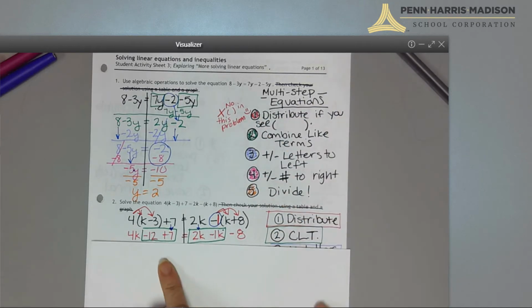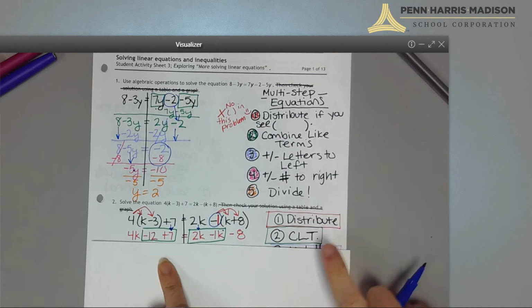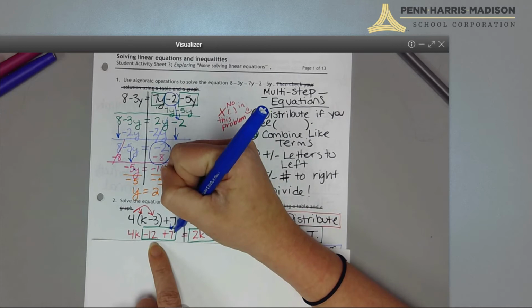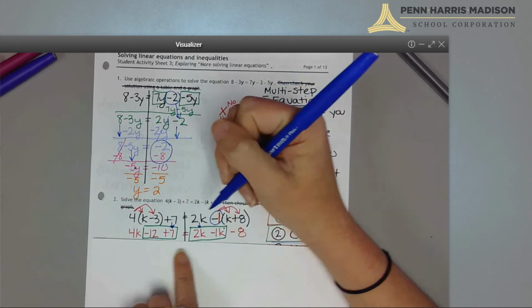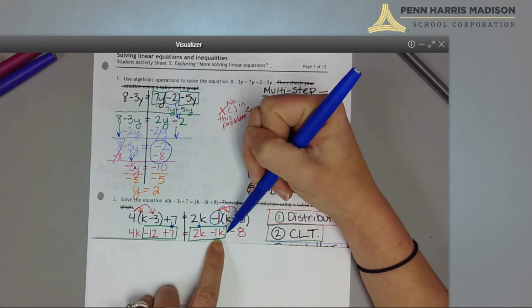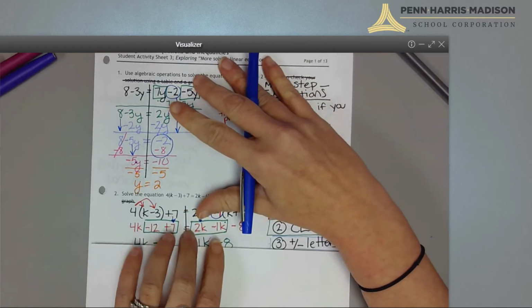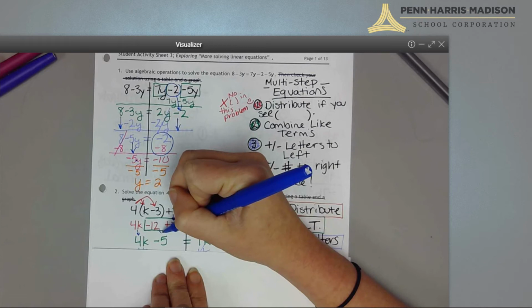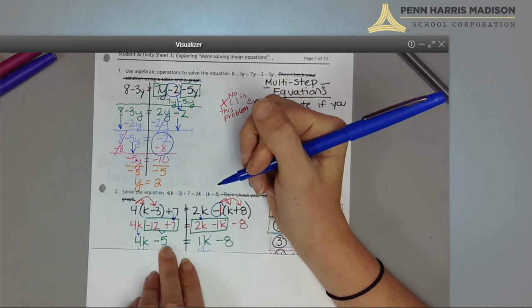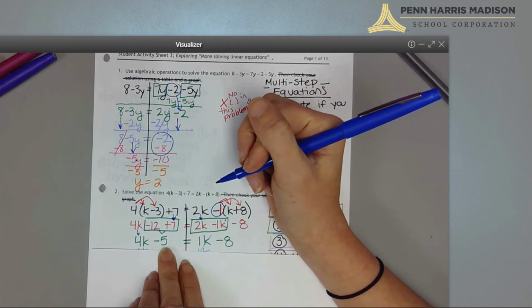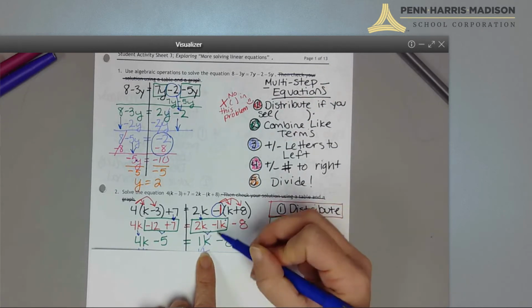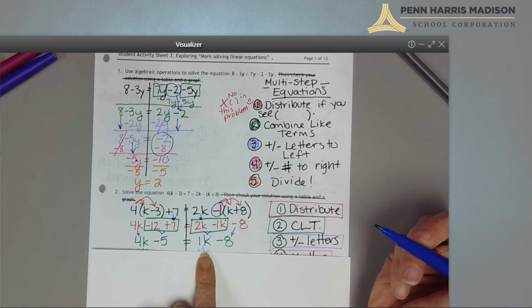Our second step, just like I listed up here, is going to be to combine like terms, CLT. On the left-hand side, the negative 12 and 7 are like terms. On the right side, the 2 and minus 1k are like terms. And when I do that, my 4k drops down, and that negative 12 and positive 7 come down to make a negative 5. On this right-hand side, 2k minus 1k make 1k, and then that negative 8 drops down.